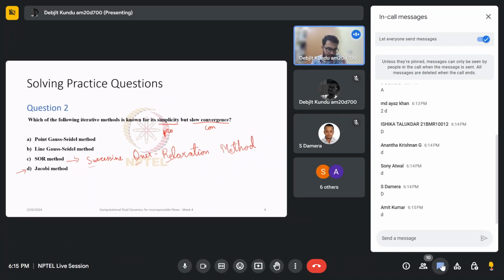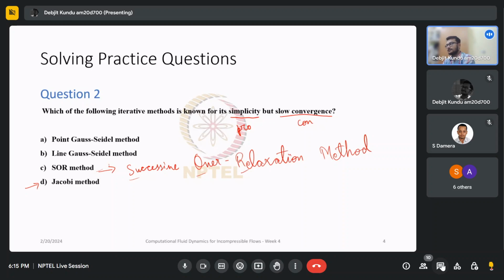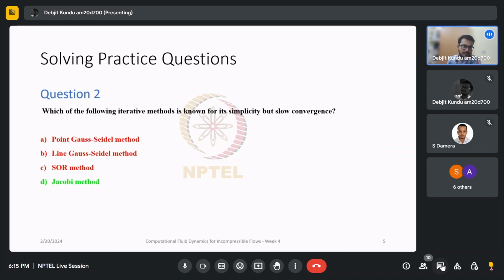Okay, so we have a few more responses now, all in favor of option D. So let's have a look at the solution, and it is indeed option D. Well done. So Jacobi method is a simple method in which, so we wrote down the discretized equation in the last slide as well. I'm not repeating that. So that equation is true for all the points within the computational domain.